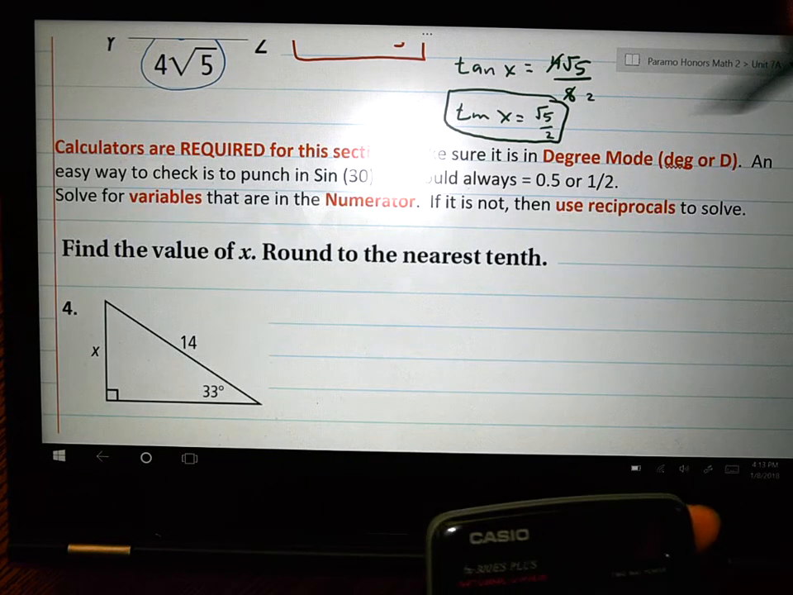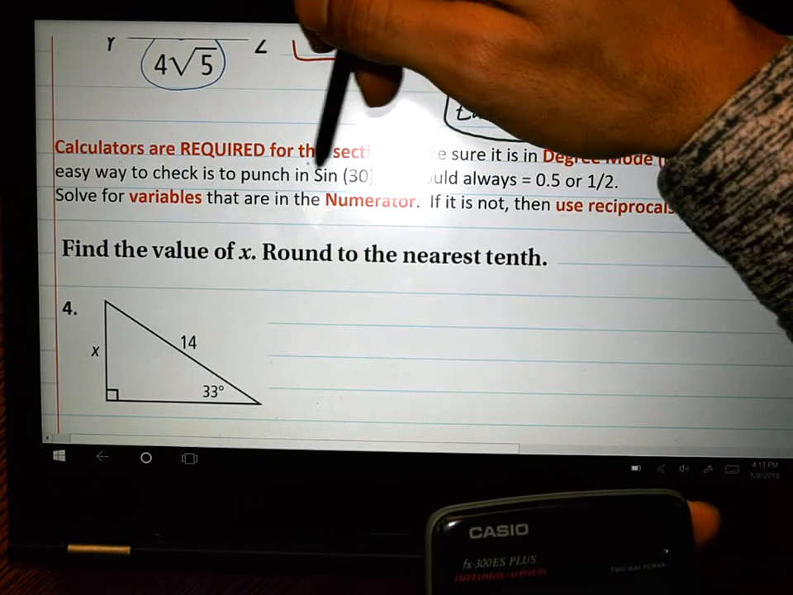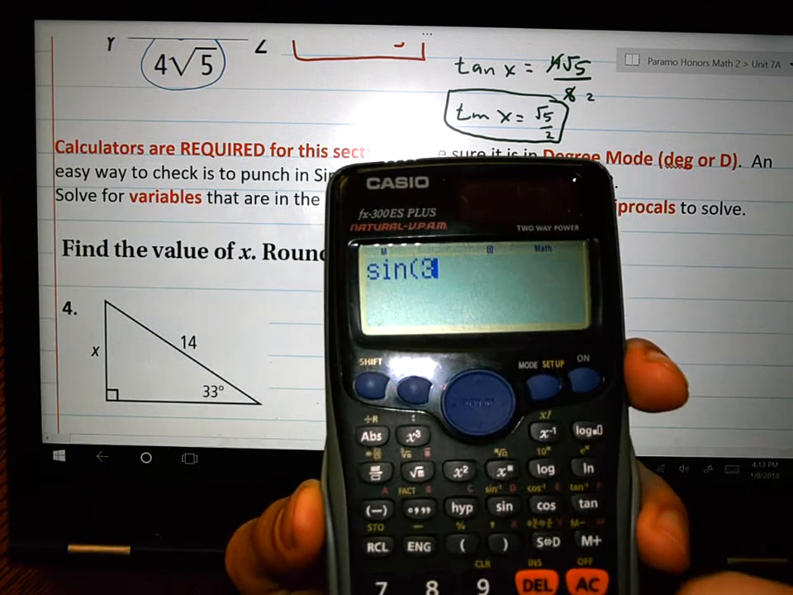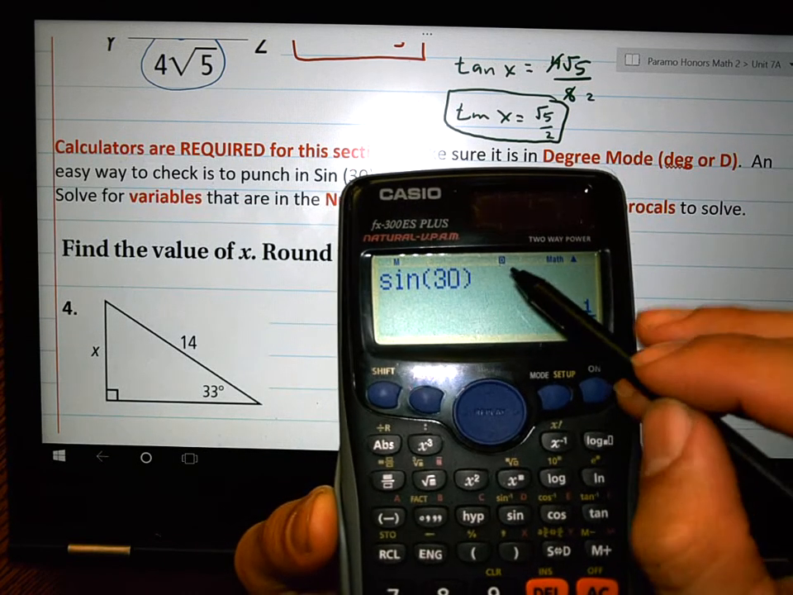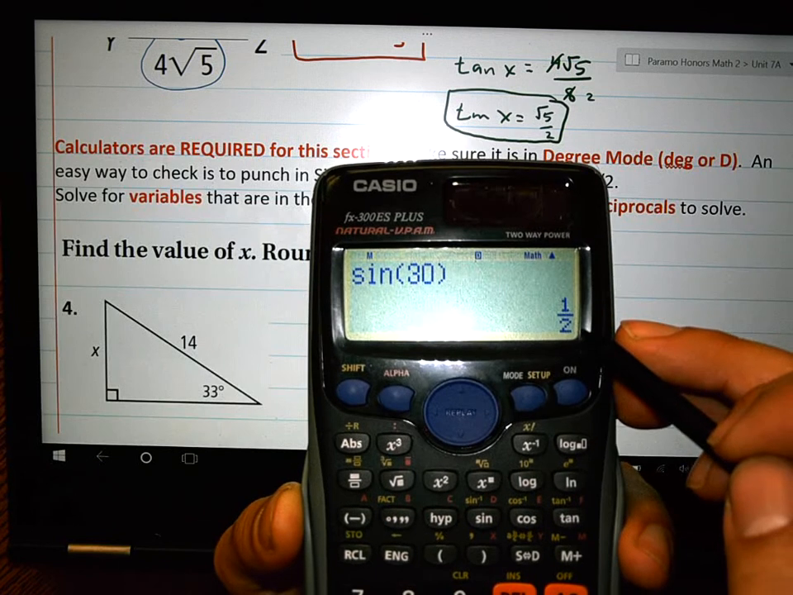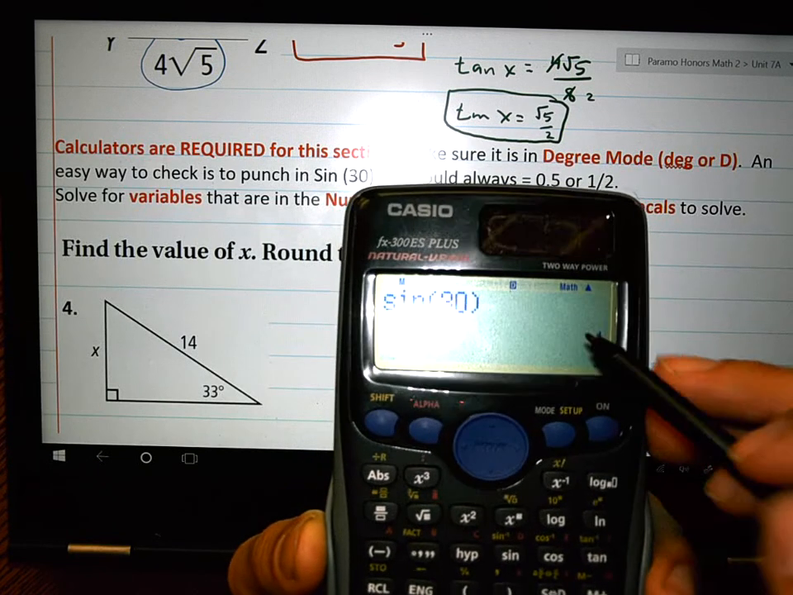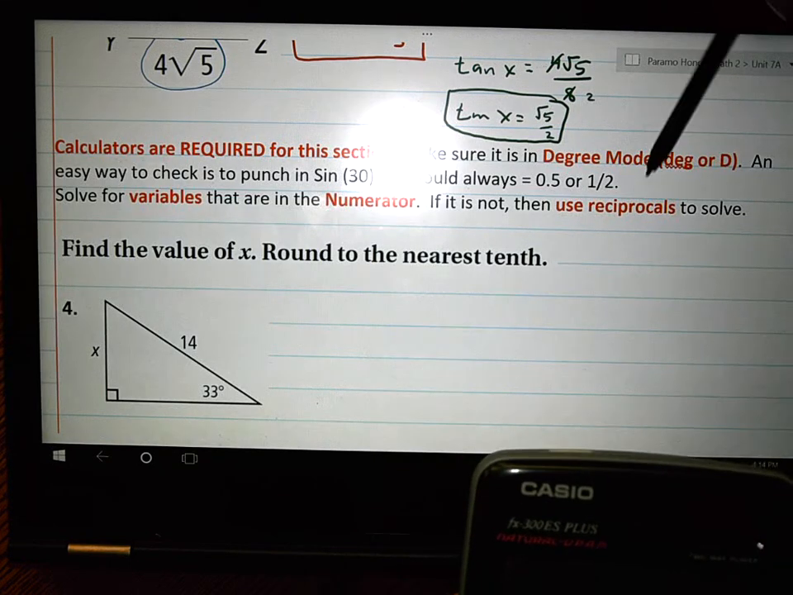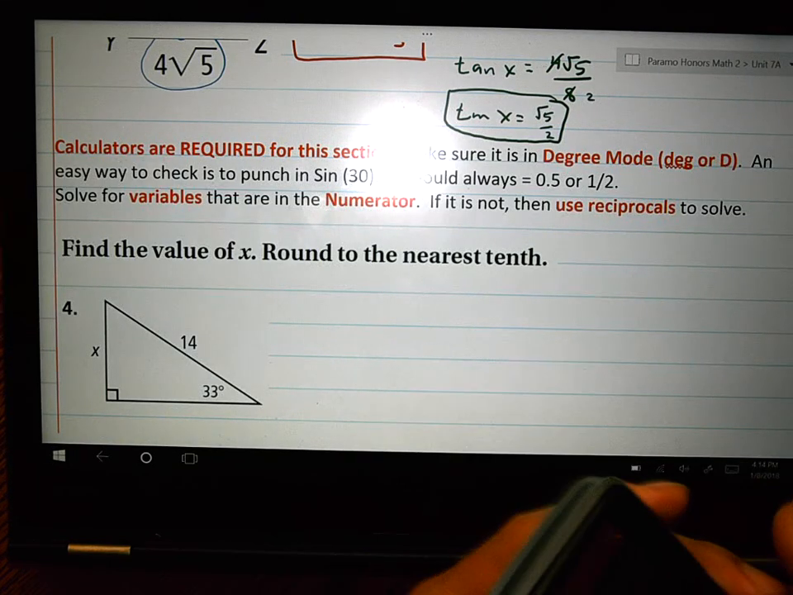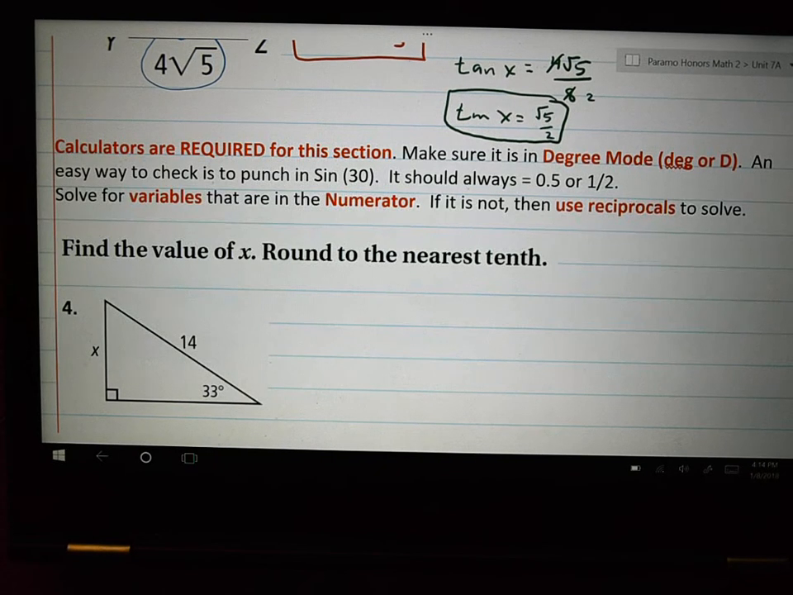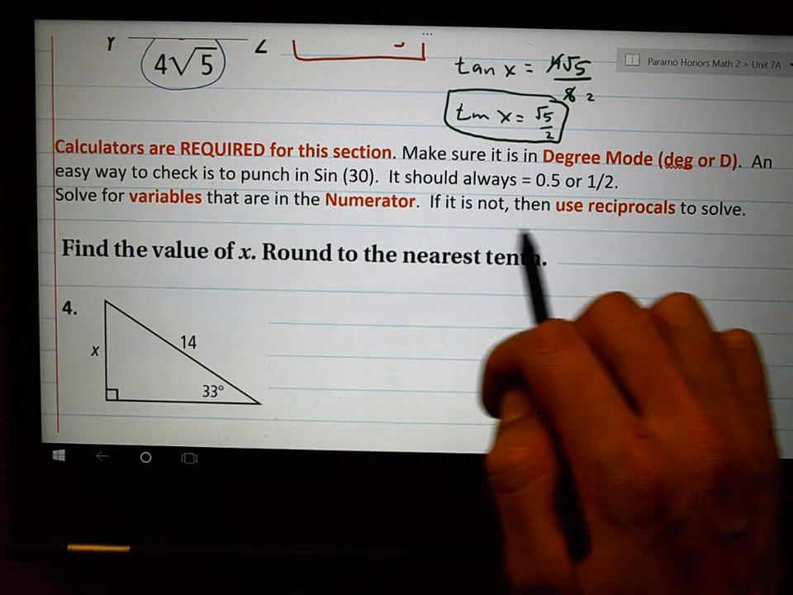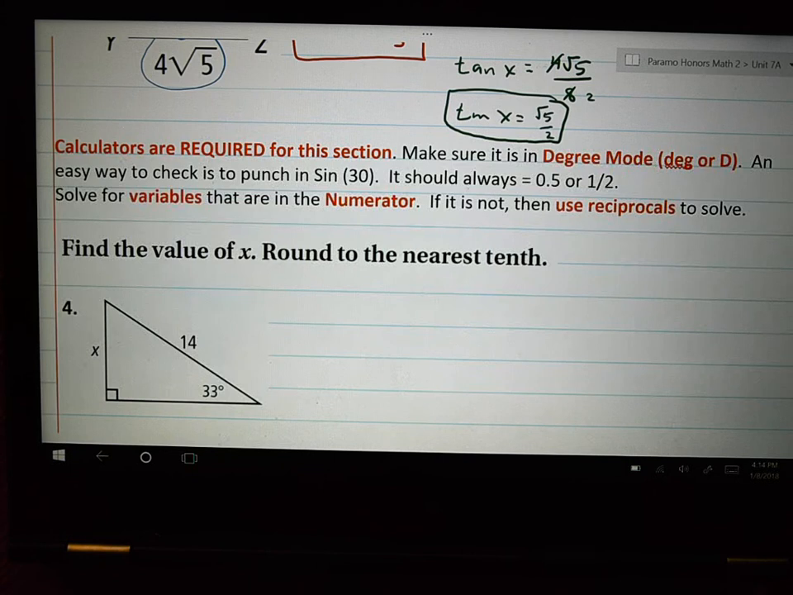One easy way to check is to punch in sine of 30 degrees. So if I actually type in here sine of 30, and I want to know if I am in degrees, it better come out to 1/2. If it doesn't, then you're in the wrong mode. And I need to make mention here, in my higher level classes, being in the right mode makes a big difference. Let me turn that light off. We have to solve for variables that are in the numerator. If it is not, then use reciprocals to solve. I'll show you an example of that later.